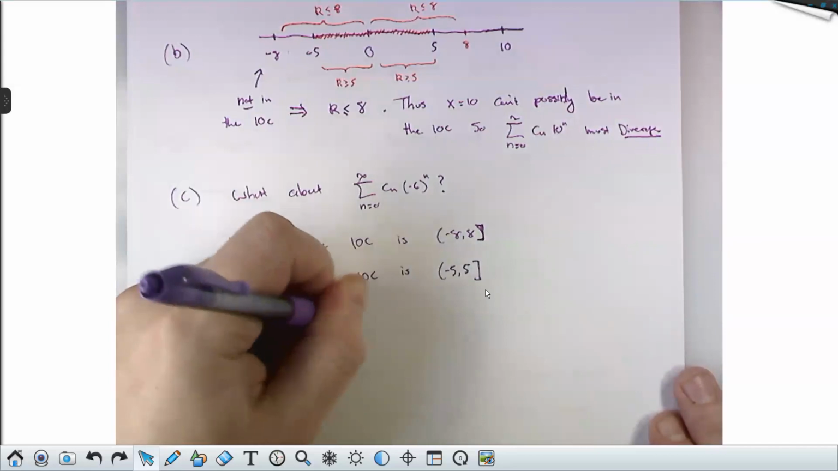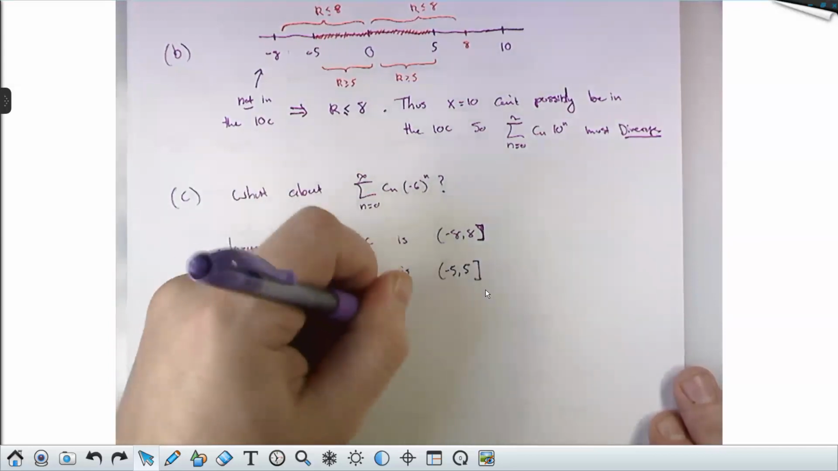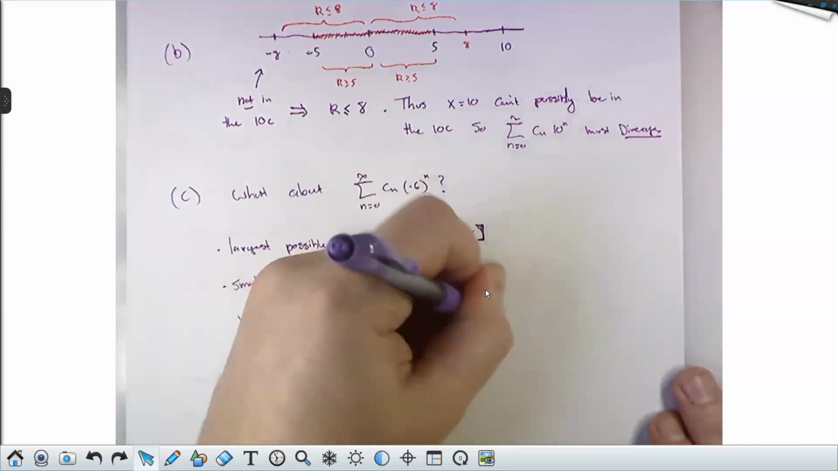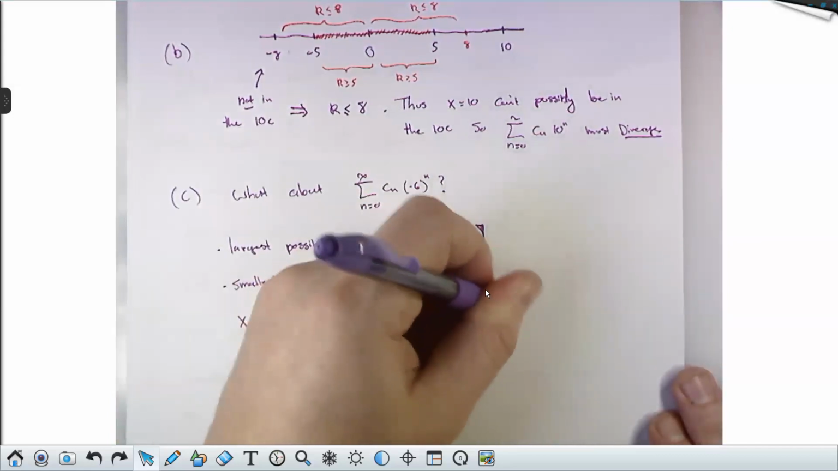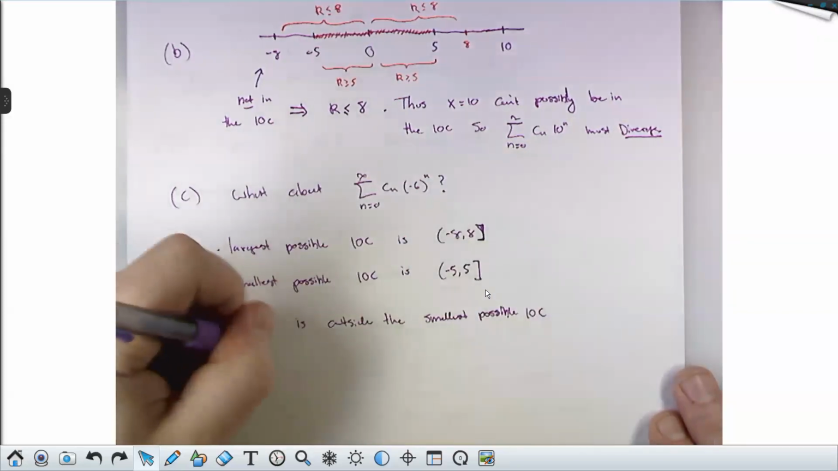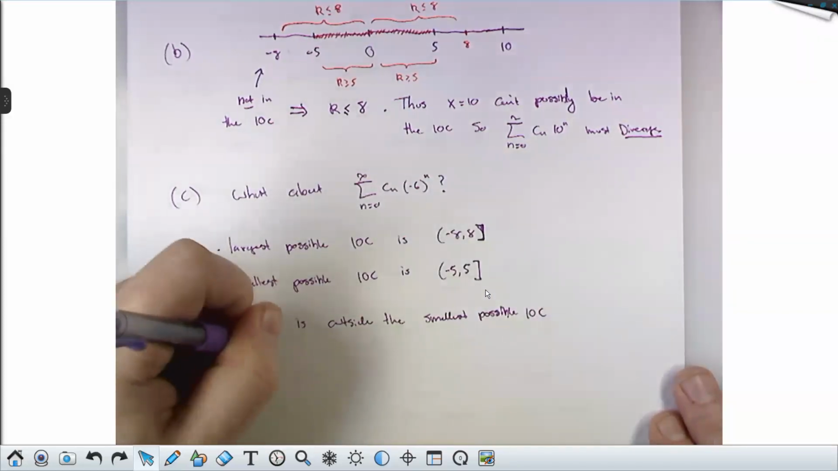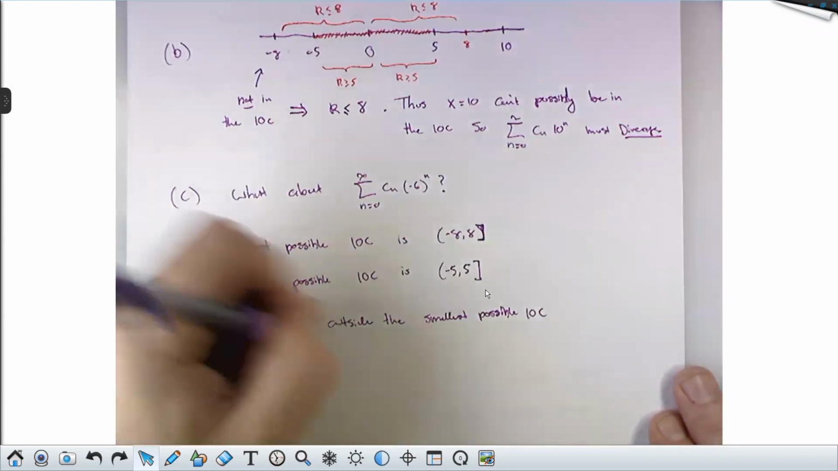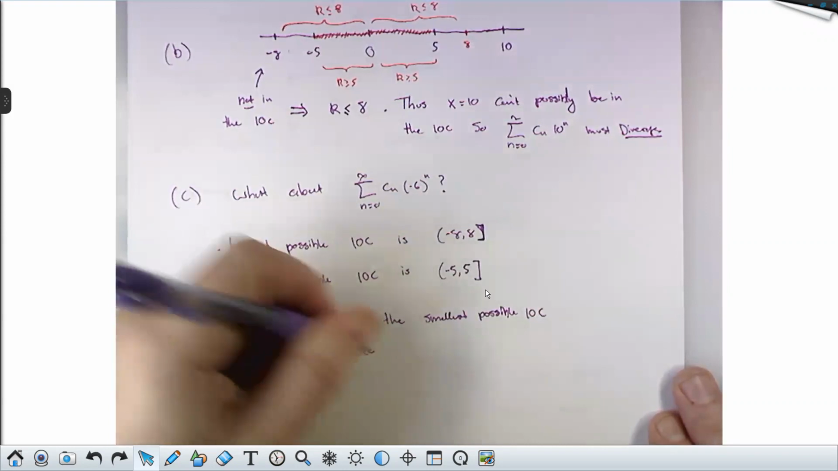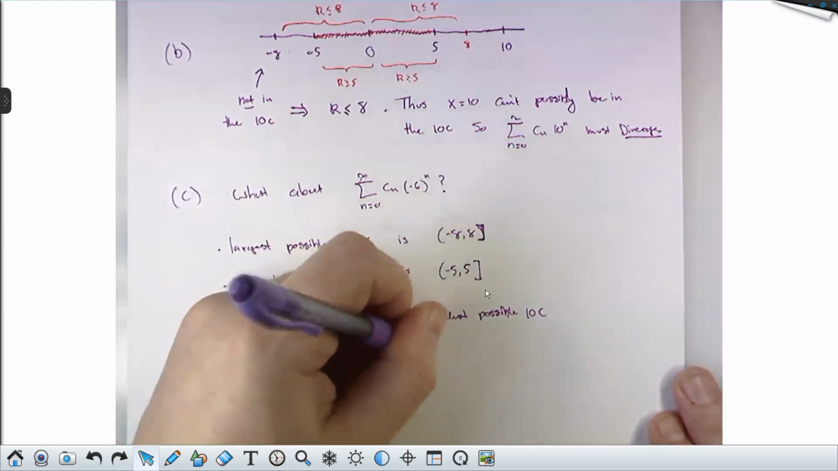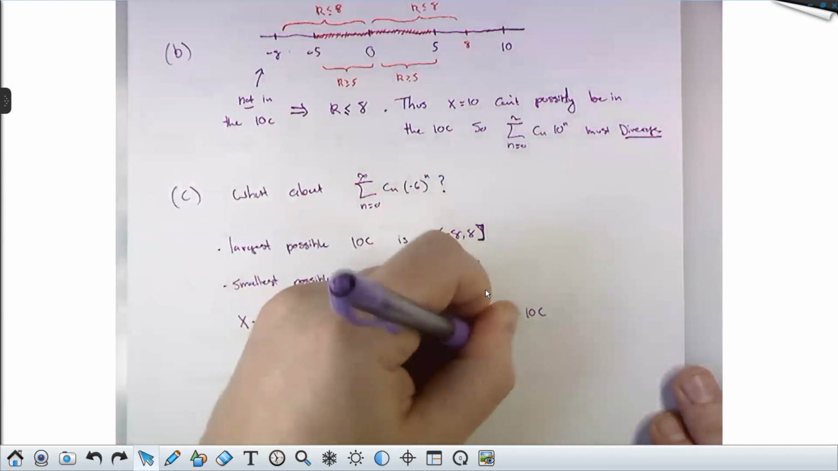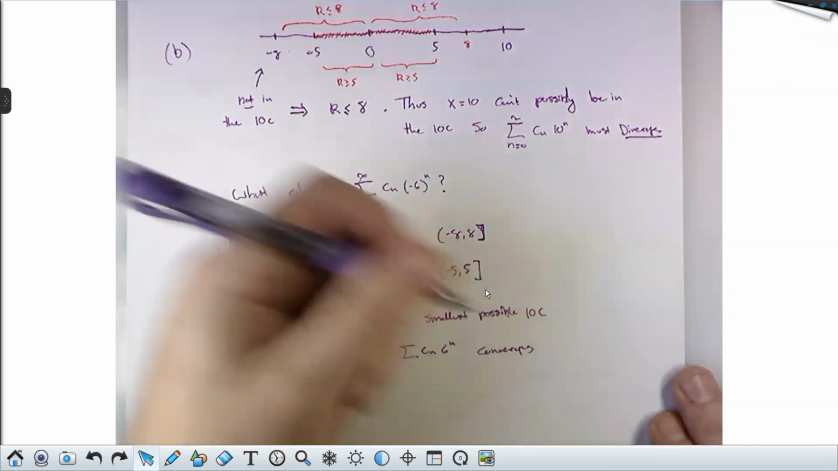It's outside the smallest possible IOC, which means we don't know for sure, so there's no guarantee that sigma Cn 6 to the n converges.